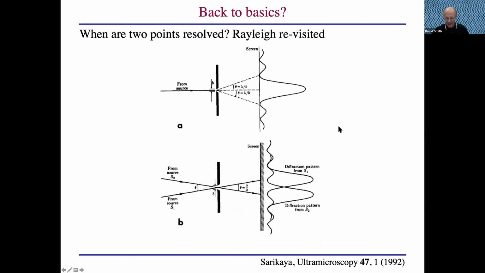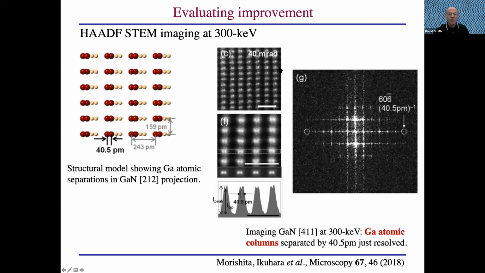When do they overlap? What can we resolve? To the best of my knowledge, here is how to have STEM imaging at 300 kV in Okuhara's laboratory. The sample is very well known, so there's no dispute about what is going on. It's a structure of gallium nitride in a 2-1-2 projection.